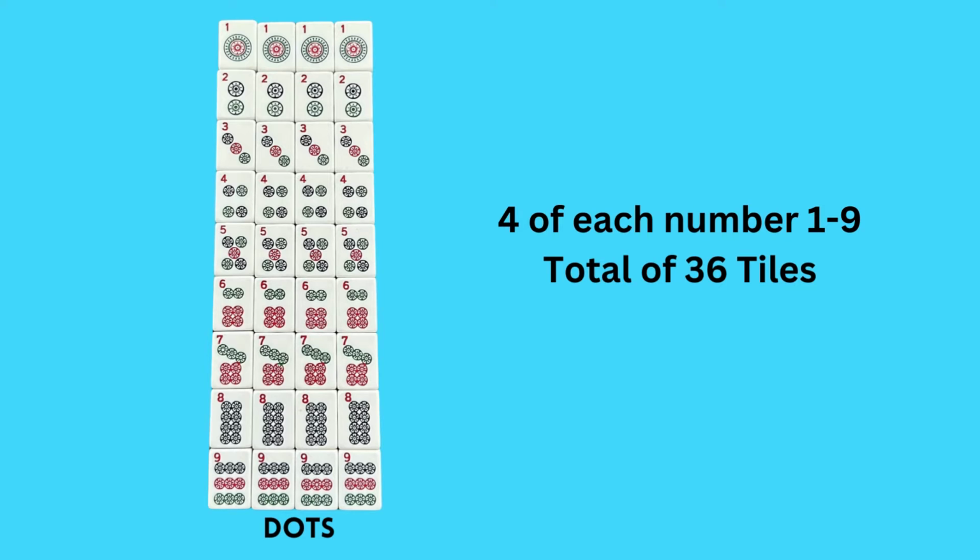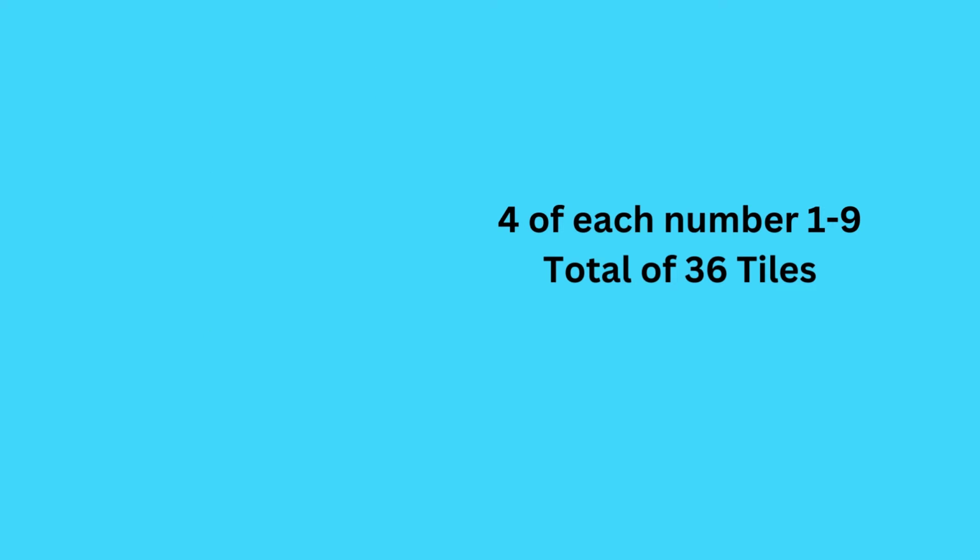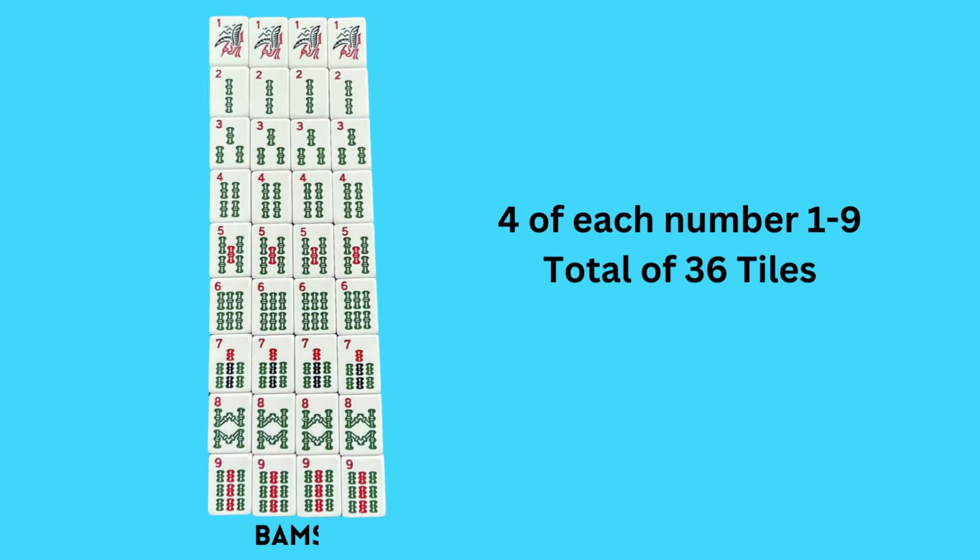Then we move on to the bams, the last of the 3 suits. If you look at the bams, you will notice that the design looks very much like a bamboo stalk, and the primary color is green. There are 4 of these, totaling 36 as well.